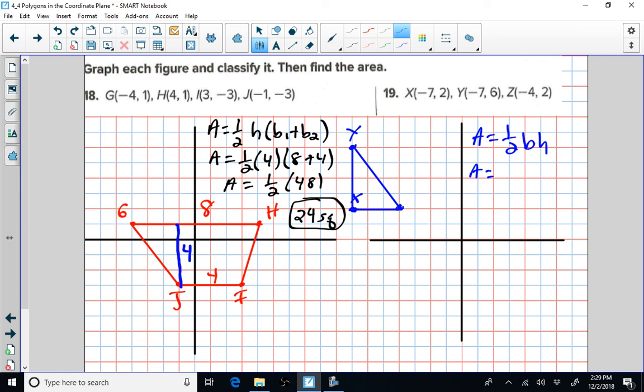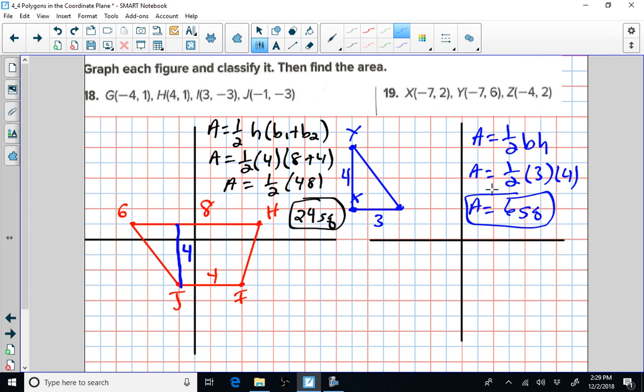Area is equal to 1/2. Now what's my base? My base is 3 units long. My height here is 4 units long. So it's 1/2. 3 times 4. 3 times 4 is 12. Half of 12 is 6. So my area is going to be equal to 6 square units.